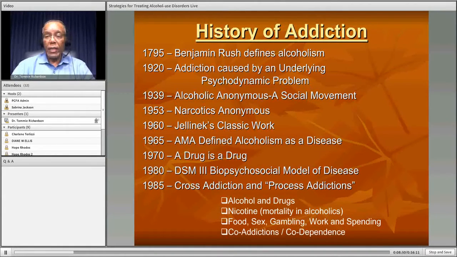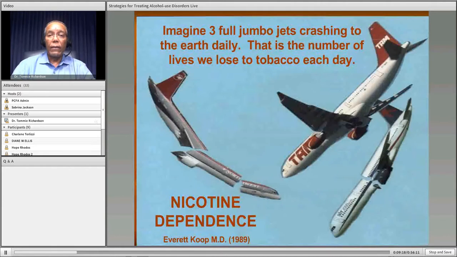What cross addiction refers to is that if a person is addicted to cocaine, for instance, and they stop using cocaine, they are likely to become addicted to alcohol if they substitute the use of alcohol for another addiction. And there's also an entity called process addictions, and these include food addiction, sex addiction, shopaholics, workaholics, etc. And we can talk about that more if you have any questions.